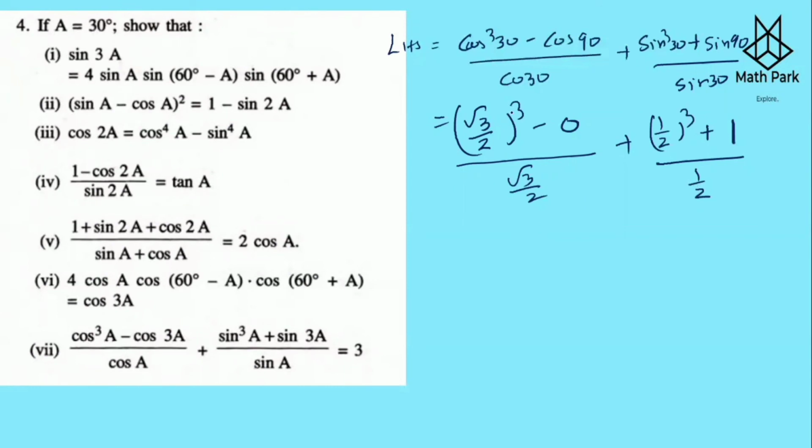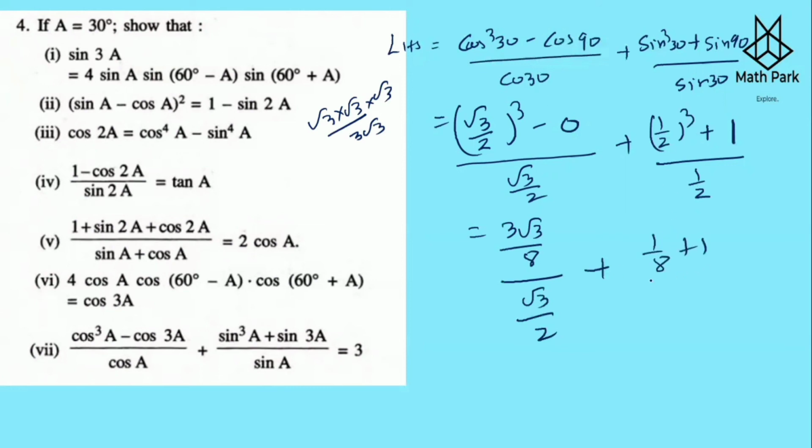So root 3 cube, it's root 3 times root 3 times root 3. Root 3 times root 3 is 3. So this is 3 root 3 and 2 cube is 8. So we have 3 root 3 upon 8 upon root 3 by 2, plus this is 1 upon 8 plus 1 upon 1 by 2. So let us simplify this part. Here root 3 and root 3 will get cancelled. 2 ones are 2 and 2 fours are 8. So here we are left with 3 by 4 for this part.